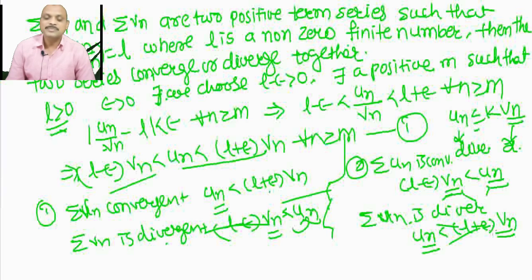Here we get the same relation. When Vn is convergent, Un is convergent. When Vn is divergent, Un is also divergent. So therefore the two series converge or diverge together. That means as one series is convergent, the other is also convergent according to this limit form of the comparison test.